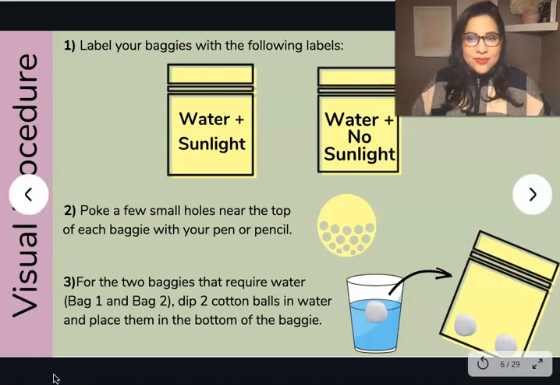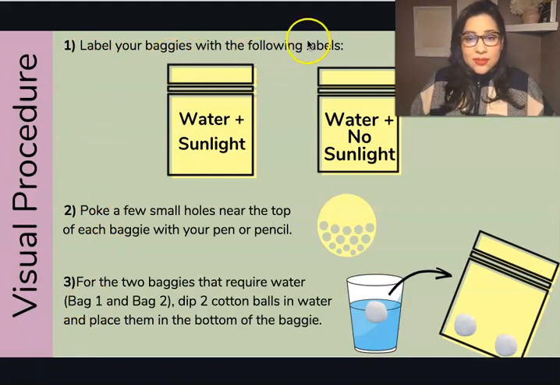Okay, so without further ado, let's go ahead and go over the procedure. So step one is to label your baggies with the following labels. You're going to have two Ziploc bags, and your first bag is going to be labeled water plus sunlight. Your second bag is going to be labeled water plus no sunlight. So once you have that set up, then for step two, you're going to poke a few small holes near the top of each baggie with your pencil or your pen, okay?